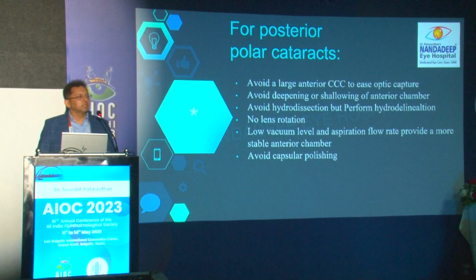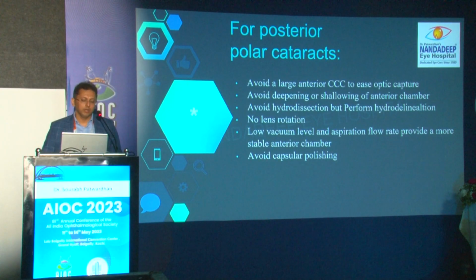Now there are various conventional techniques or tips which are given, such as avoid large anterior CCC or take an oval CCC so that ease of optic capture is there. Avoid deepening or shallowing of anterior chamber during procedure. Avoid hydrodissection but perform hydrodelineation. There should be no nucleus or lens rotation during surgery. Low vacuum or low flow parameters, and avoid capsular polishing.